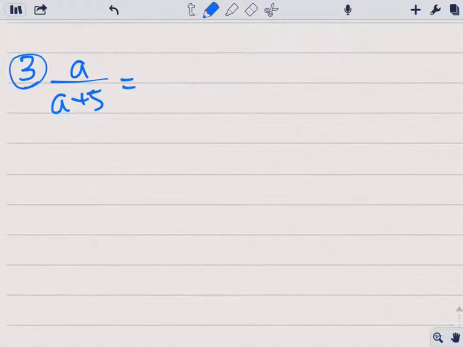This is 5.9 part 2. We're dealing with fractional expressions. So we're dealing with a third problem, or third example, for these types. Alright, so we've got a over a plus 5 is equal to a minus 6 over a.